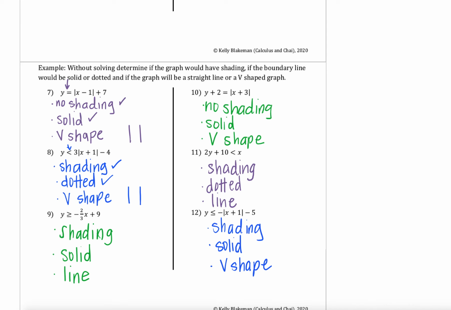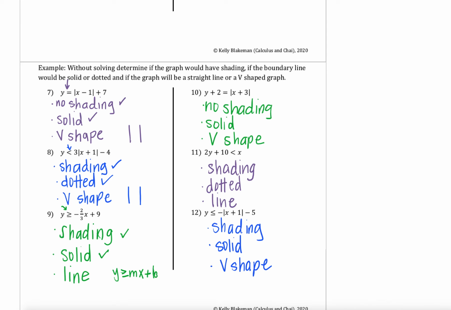Looking at example 9, we have y is greater than or equal to negative 2/3 times x plus 9. There's shading for this one because of that inequality sign. That inequality sign does have the equals to bar, so it will be a solid boundary line. And in this case, we have a straight line here because we're of that form, y equals mx plus b. Or not equals, we do have that inequality, so y is greater than or equal to mx plus b.